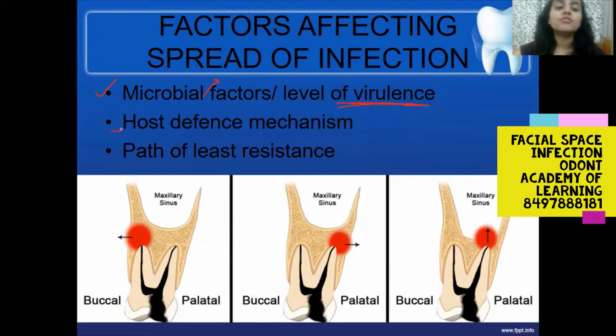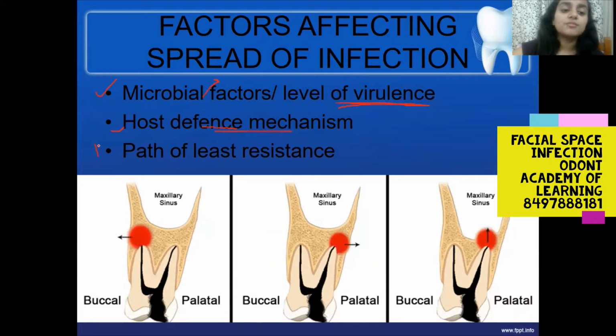Second is the host defense mechanism. We all know that if the patient is immunocompromised, the extent or severity of the infection would be more, because there are not many WBCs or other defense factors playing a role when compared to a patient who has an optimum level of defense mechanism.